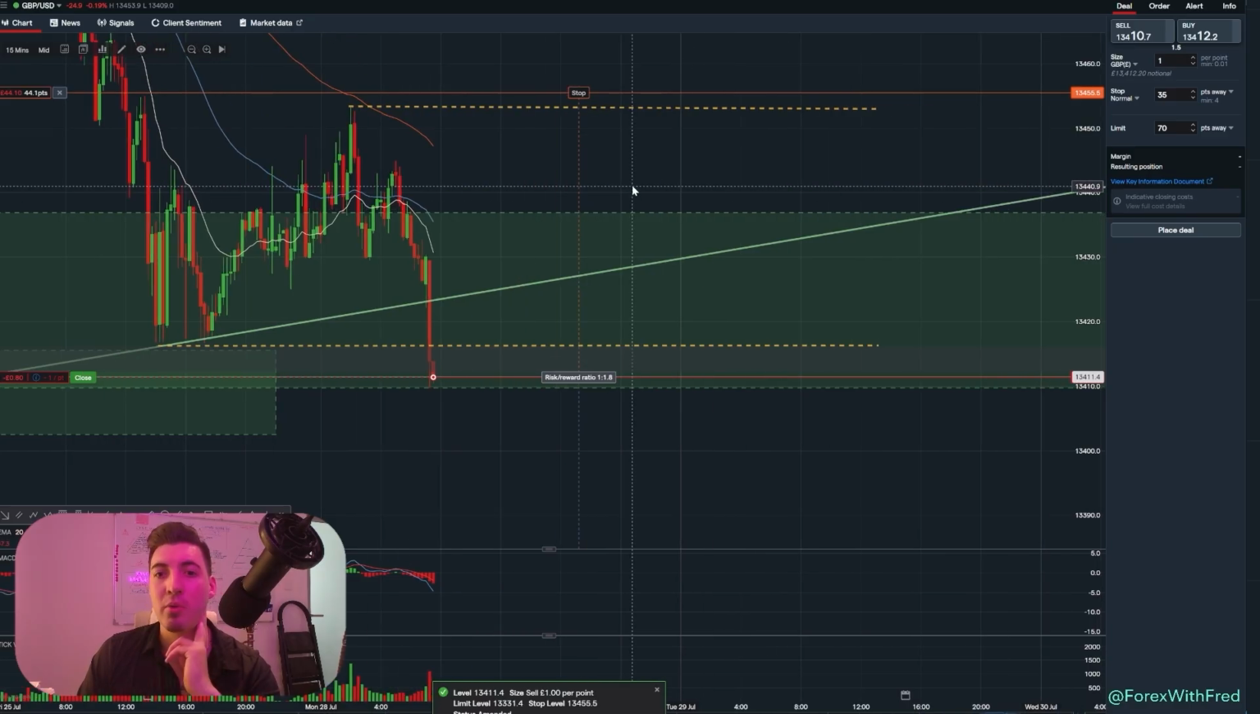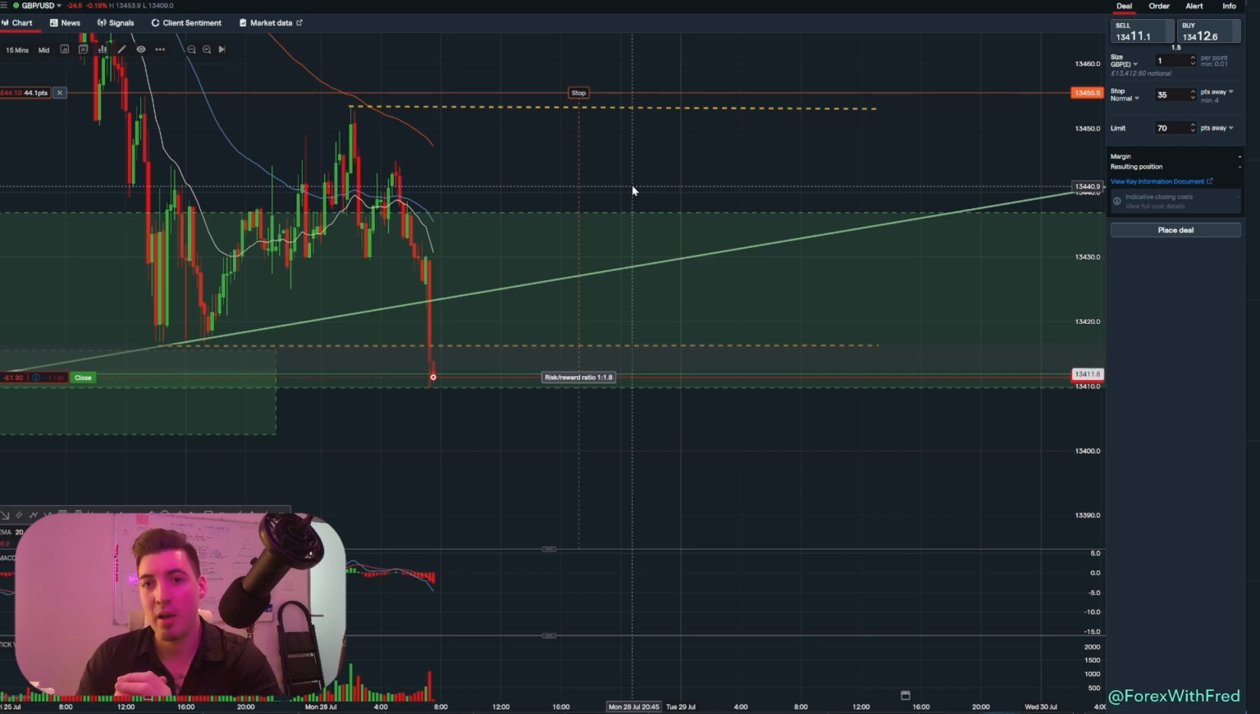There we go, 2-to-1 risk to reward ratio. Trying to target those lower lows. As I said before, I see quite a lot of confluence. When the price has been retested, it has failed to break back into the upside and break any of those higher highs. We're trading below the EMA zone.